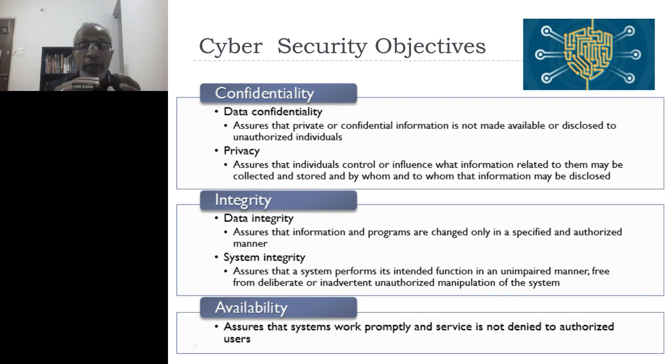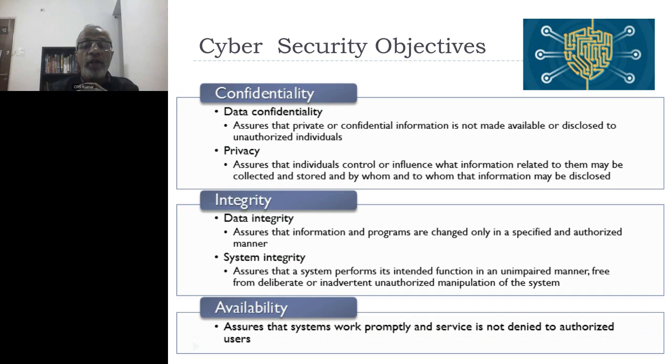Then we have integrity. So we come across data integrity and system integrity. Data integrity is about assuring that information and programs are changed only in a specified and authorized manner. So even a bit of data being changed or a bit of program being changed will affect its function. So data integrity plays a very important role.